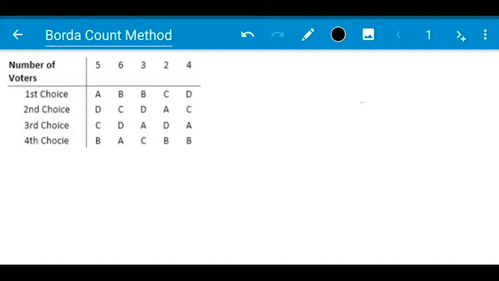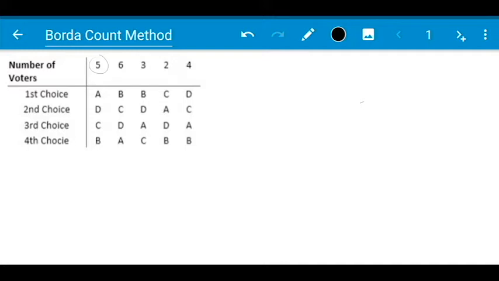The idea behind the Borda count method is we're going to assign points based on the place that each candidate is ranked in. So for example, if we look at our preference schedule right here, we have our total number of voters across the top, and these 5 people right here voted A, D, C, and B. So each candidate is going to get points based on which place they're in.